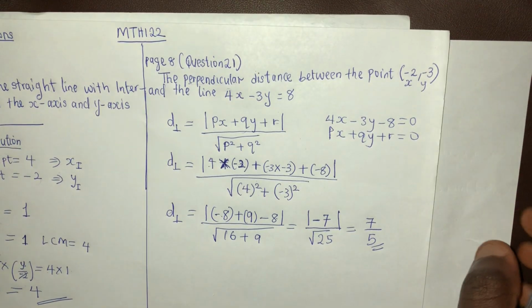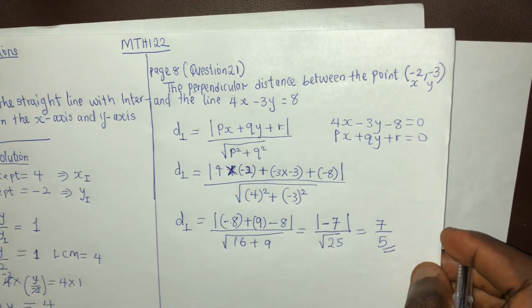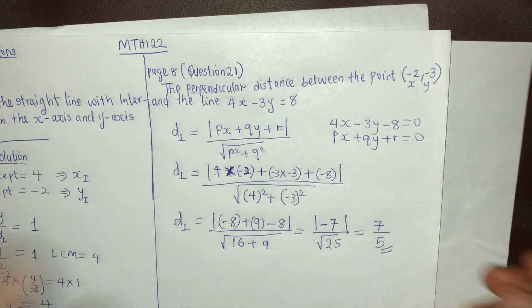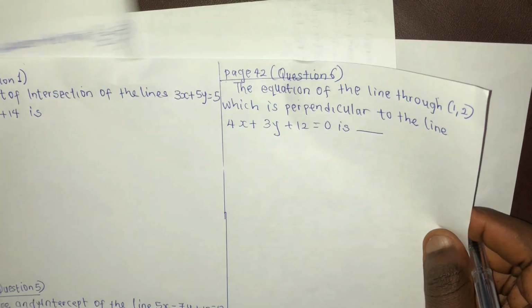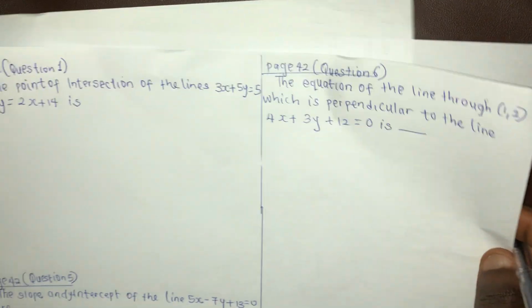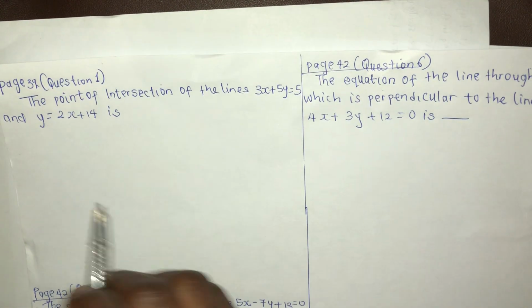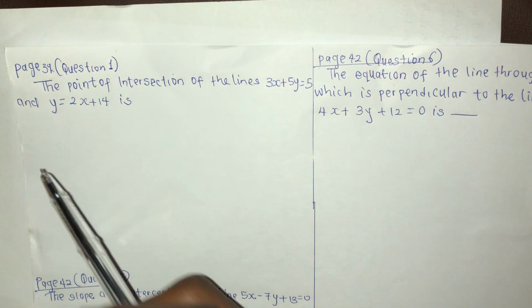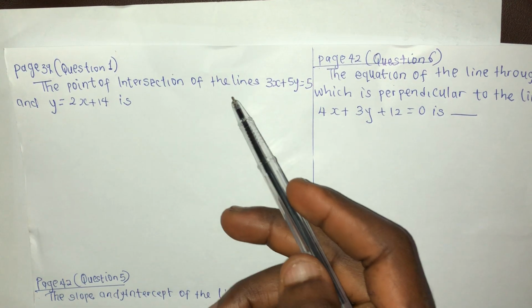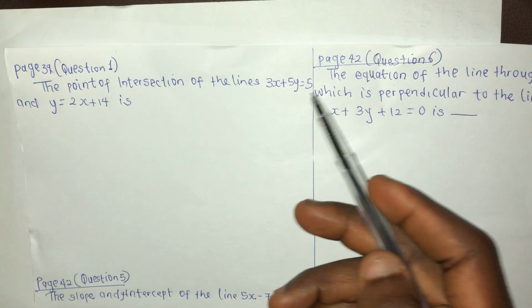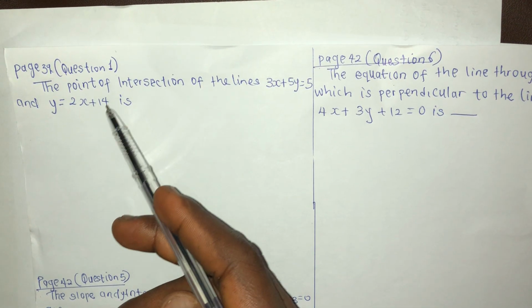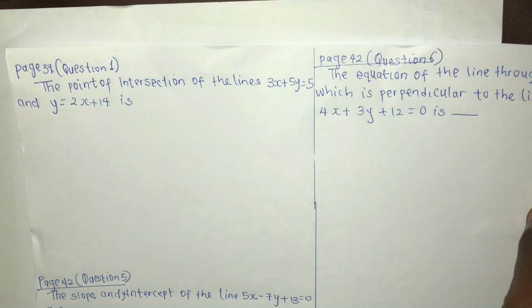So let's move to the next questions. We have a lot of questions based on what we did in our last class. Now this particular question, you go to page 39, question 1. The point of intersection of the lines 3x plus 5y equals 5 and y equals 2x plus 14 is. So let's look at how to do this.